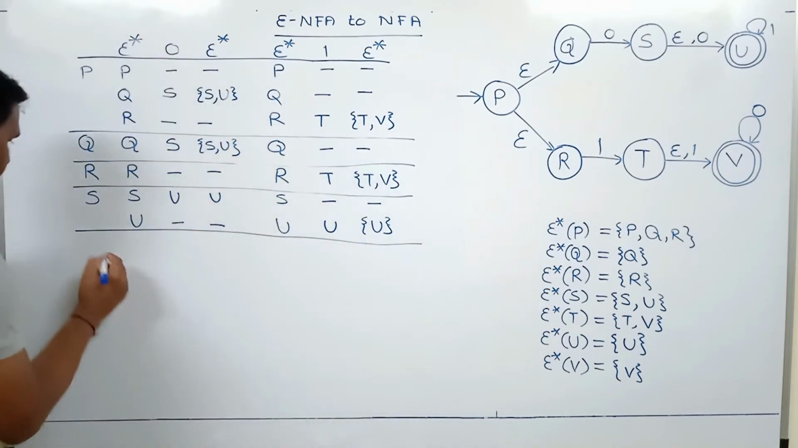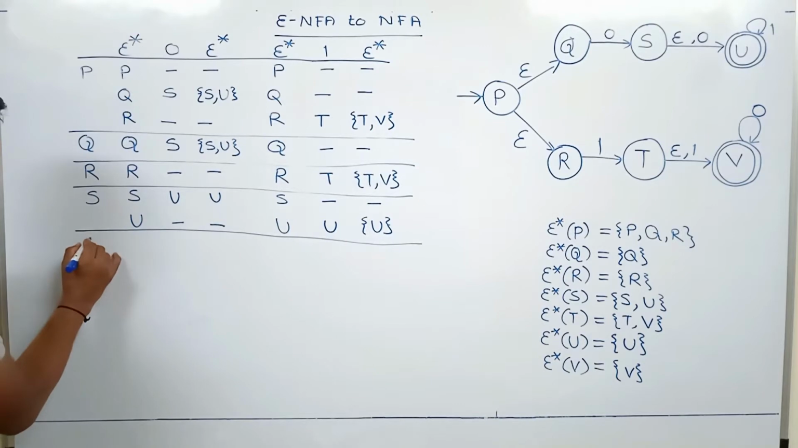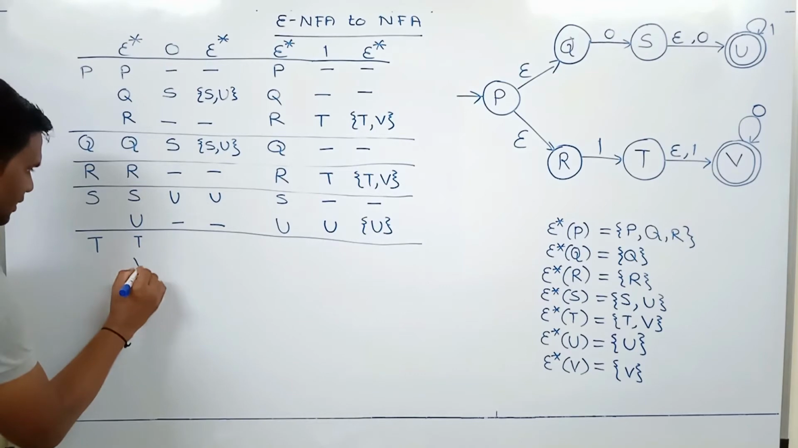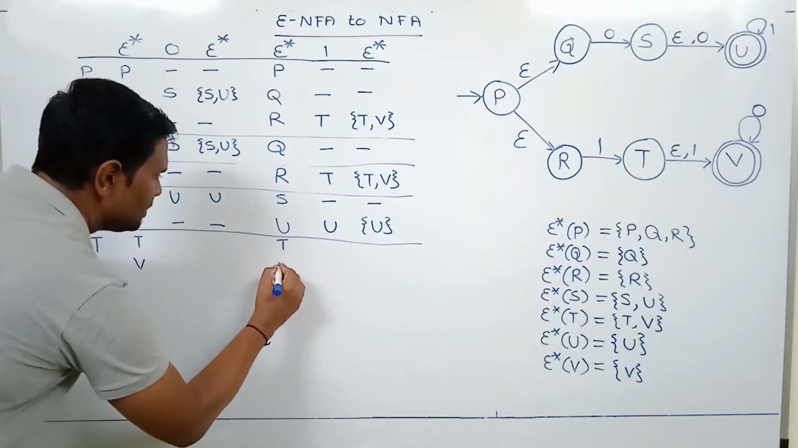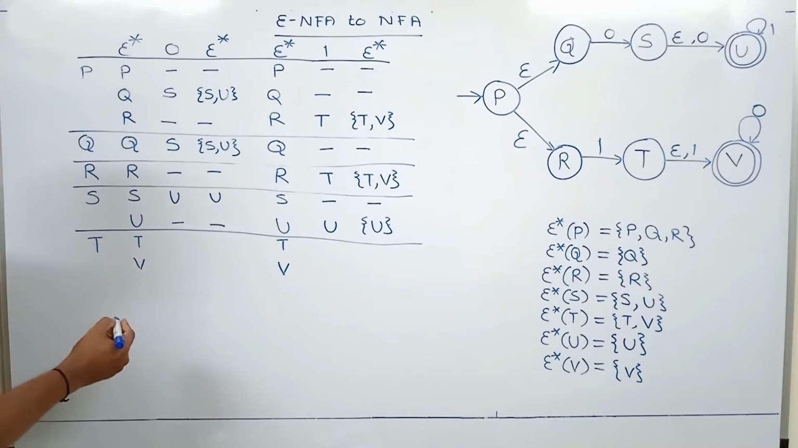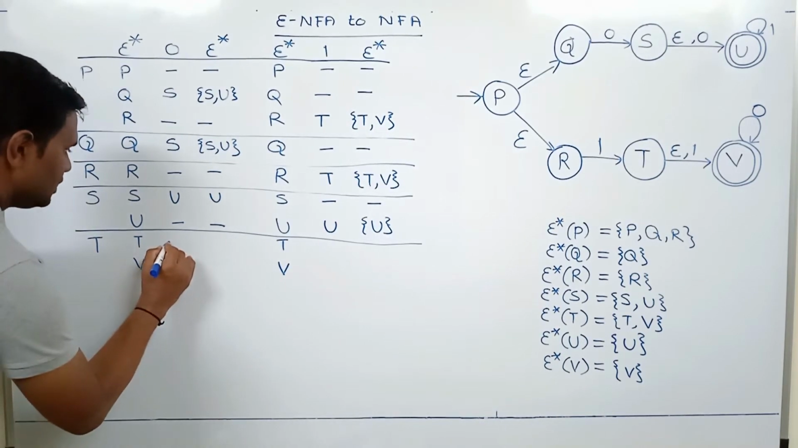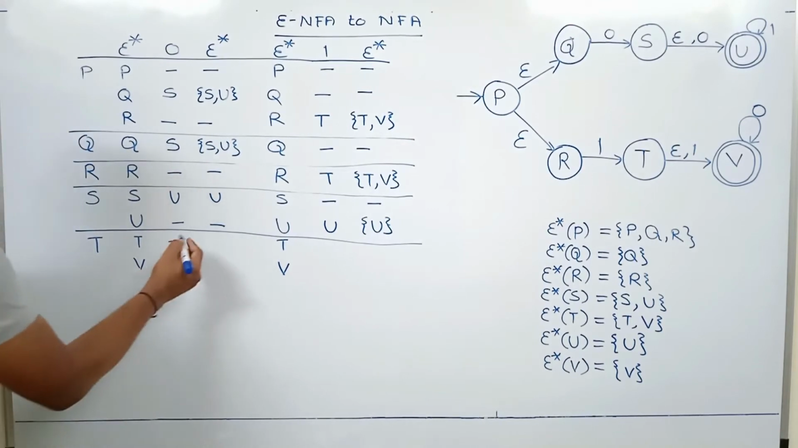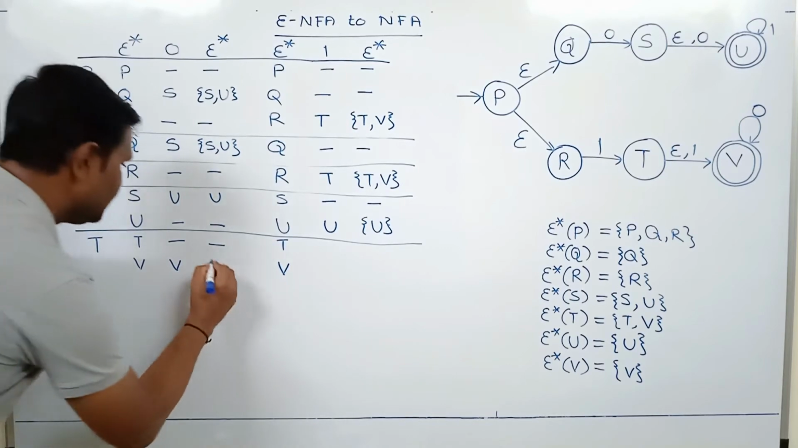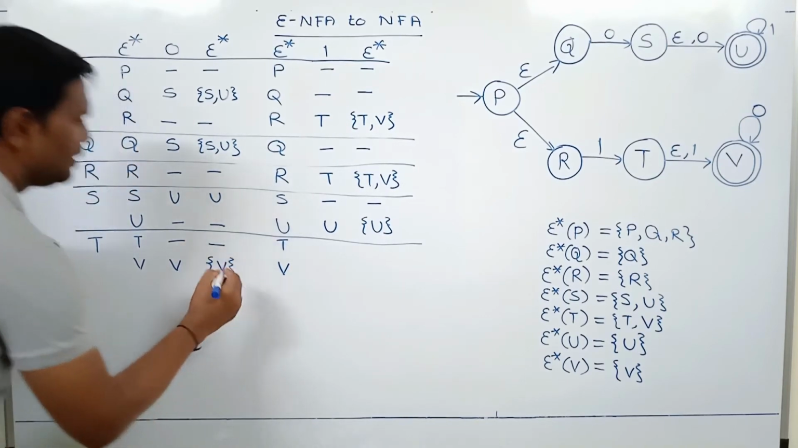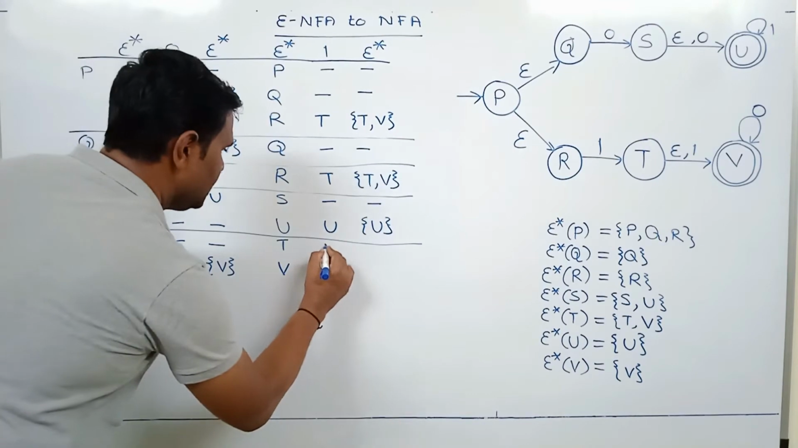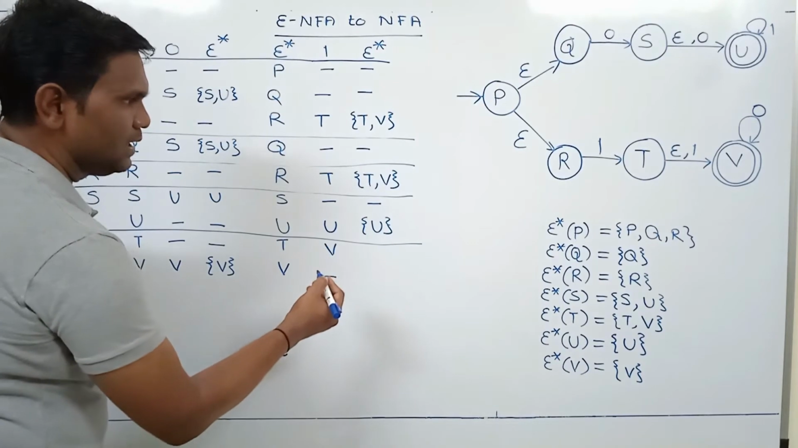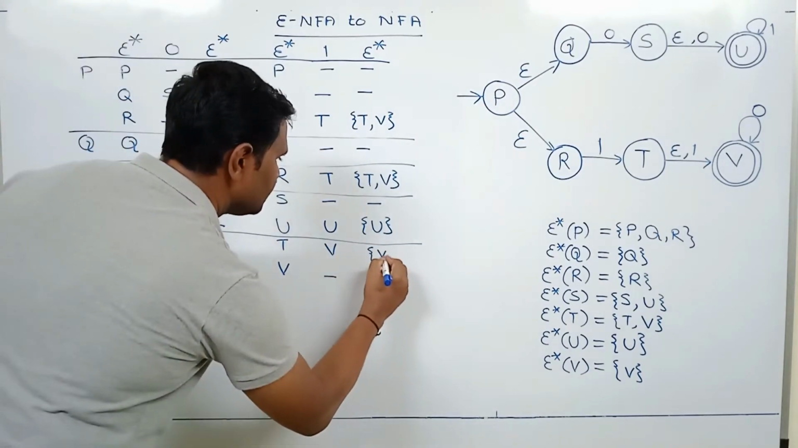Next state is T. Epsilon closure of T contains T and V. We write it at both places. T on 0, no transition. V on 0 goes to V. Epsilon closure of V contains only V. T on 1 goes to V. V on 1, no transition. Epsilon closure of V, only V.